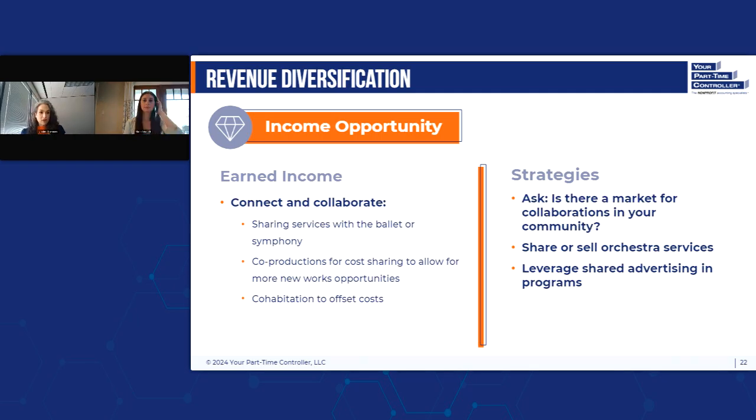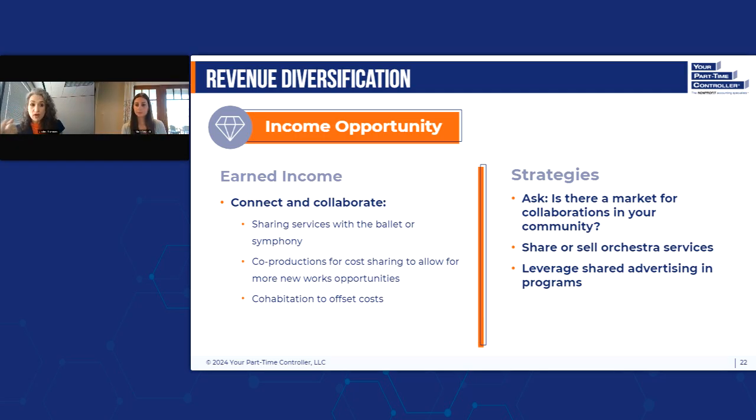Collaborations. This is my favorite one. So this is collaborating in your community and making connections throughout your network. So if you're an orchestra, can you sell orchestra services to the opera and the ballet, like the Chicago Lyric Opera and the Joffrey Ballet? They share an orchestra. So they're able to save on that expense and have a higher level orchestra. The Salt Lake City Symphony Orchestra and Opera just combined into one organization.